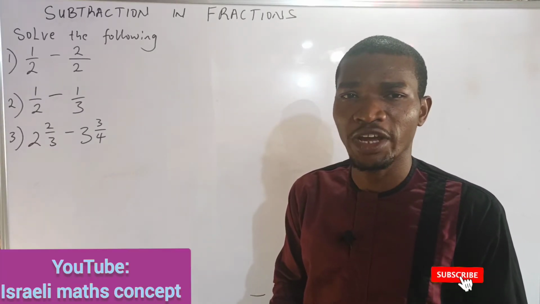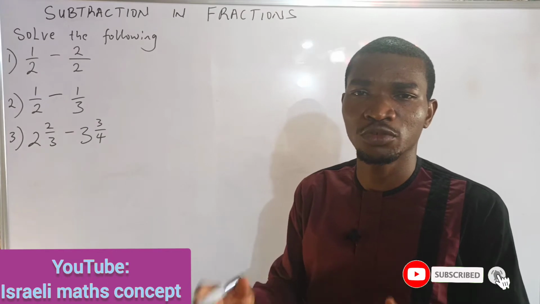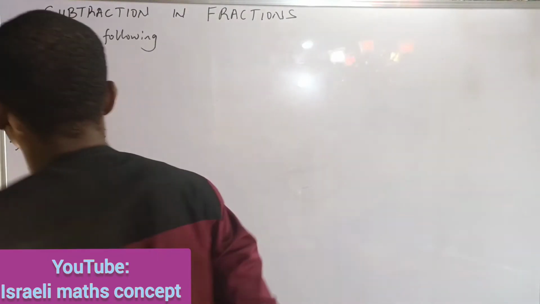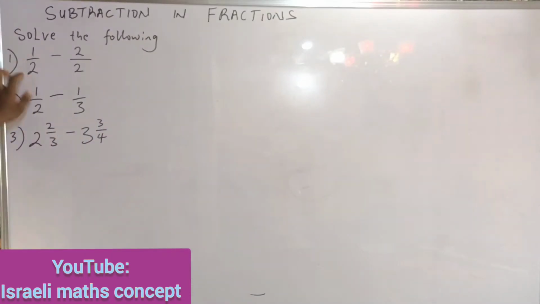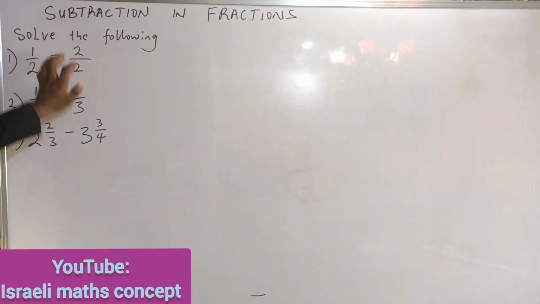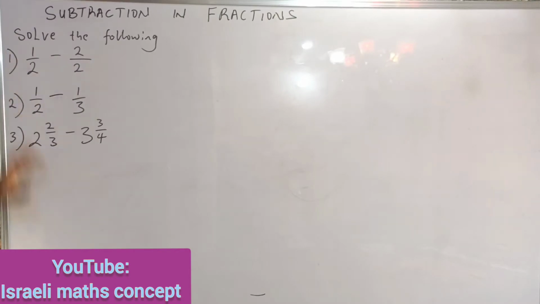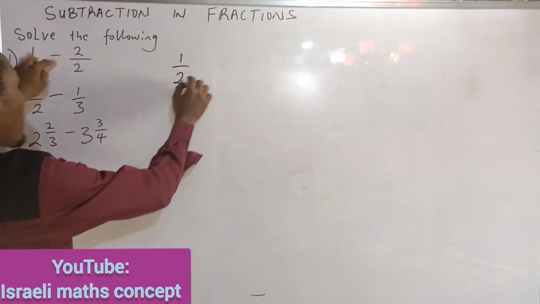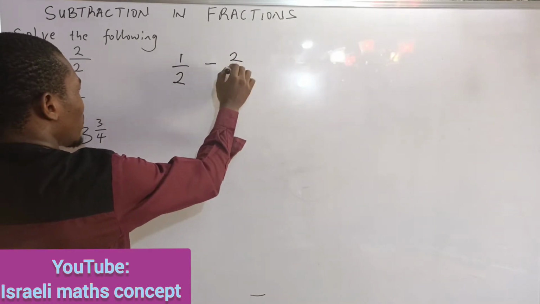In this tutorial, I'm going to show you how to subtract two fractions. The question says we should solve the following. Number 1 is 1 over 2 minus 2 over 2. Let's begin with the first example. 1 over 2 minus 2 over 2.